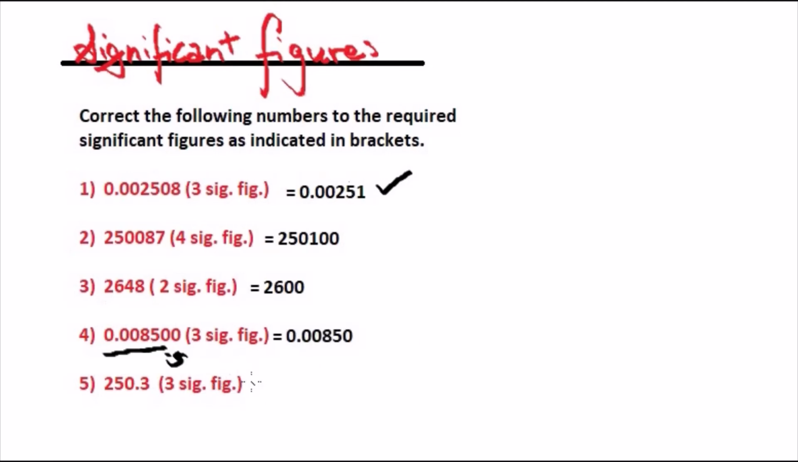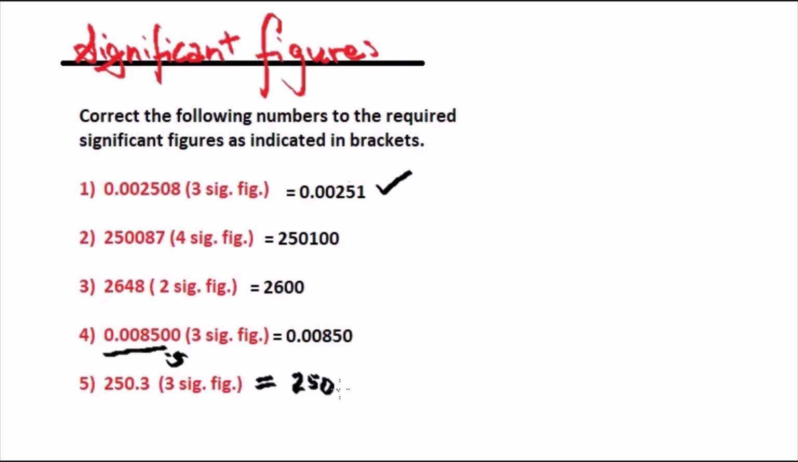Okay, so on to the last one. 250.3 to 3 significant figures is equal to, now we look at the first non-zero digit, which is 2, and we count after that 1, 2, 3. Now this 0 appears between 2 significant figures, or non-zero digits, so therefore it is significant. So we count 1, 2, 3, so this 0 is our third significant figure. And so right from the start up to 3 significant figures, we have 1, 2, 3.